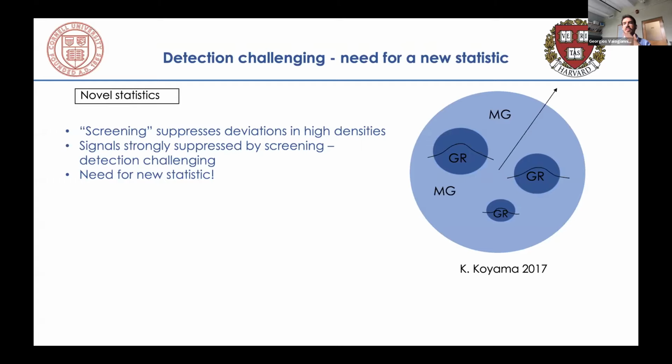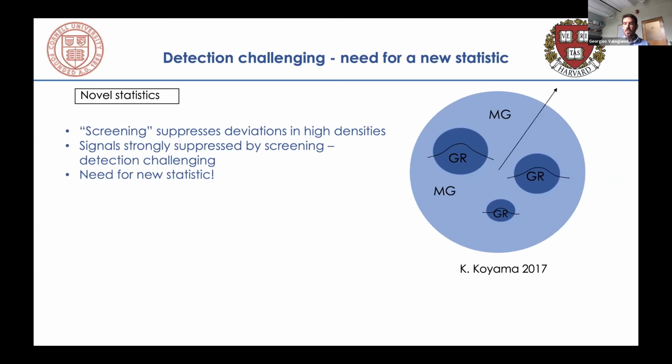The answer is that because of this screening property, to remind you, this mechanism that suppresses deviations in the high-density environment, where essentially these models disguise themselves as general relativity, potential detection is very challenging, even for the future ambitious surveys of the large-scale structure of the universe. However, given that we are aware of this distinct phenomenology, meaning that we know where to hunt for such deviations, if we could somehow reverse this effect by emphasizing the cosmic voids, the low-density regions, we could hopefully reverse some of this suppression.